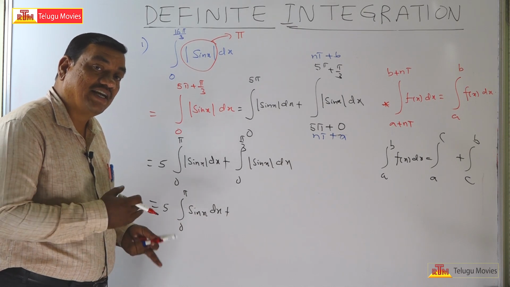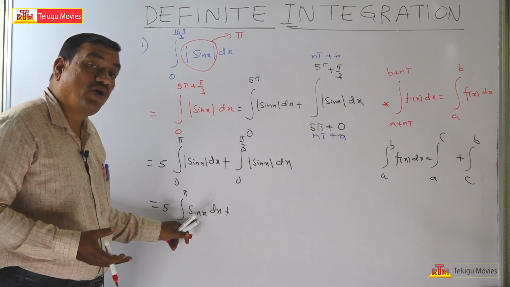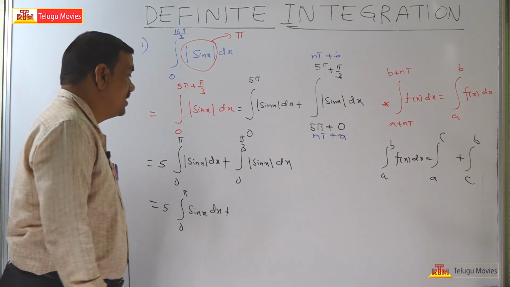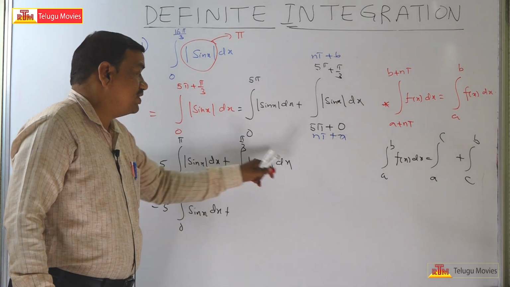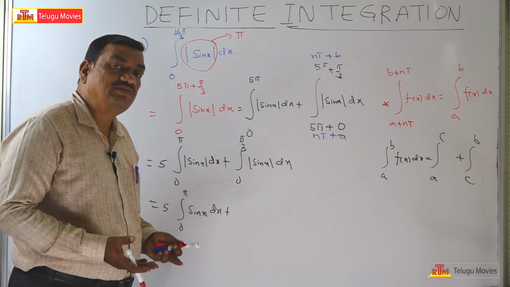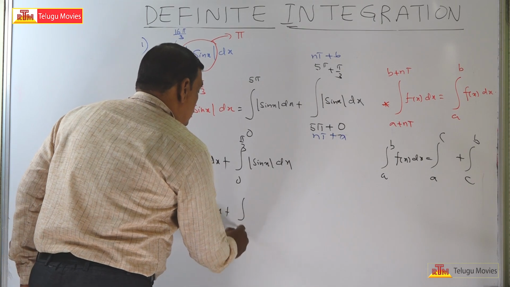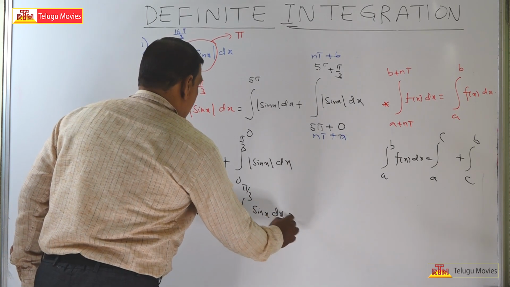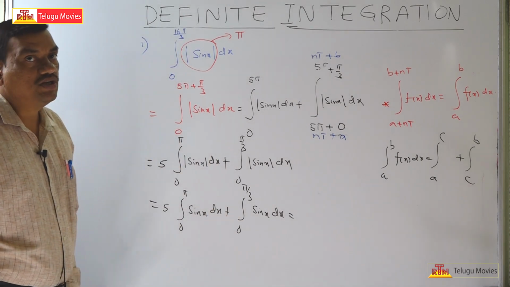It is first and second quadrants. In first and second quadrant sin x is positive, therefore modulus of sin x is sin x. Here also 0 to pi by 3. So x belongs to 0 to pi by 3 means first quadrant. So in first quadrant sin is positive. So this is sin x dx. Understand? So almost the problem is over.